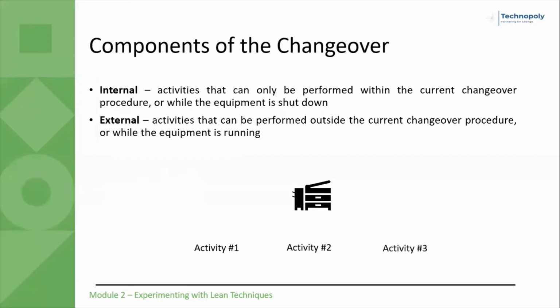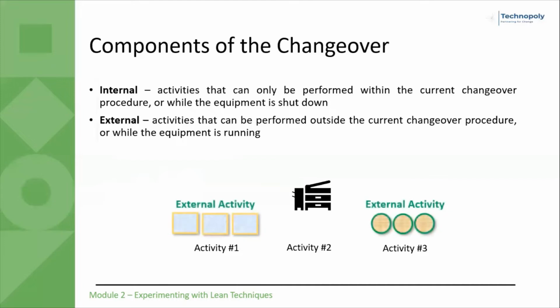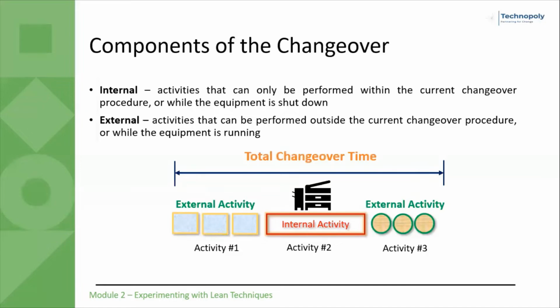These are the activities that can only be done during the changeover procedure. External, on the other hand, are what we call activities that are performed outside the changeover procedure. We can do these activities even when the process is active or in manufacturing while the machine is running. The time for the external activities combined with the time for internal activities compose the total changeover time.